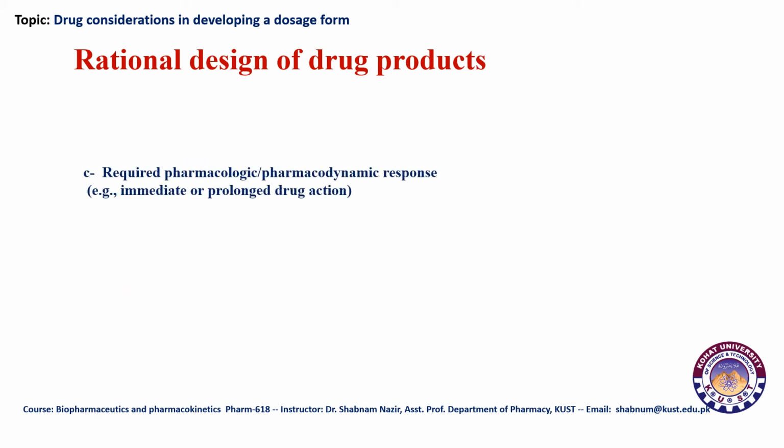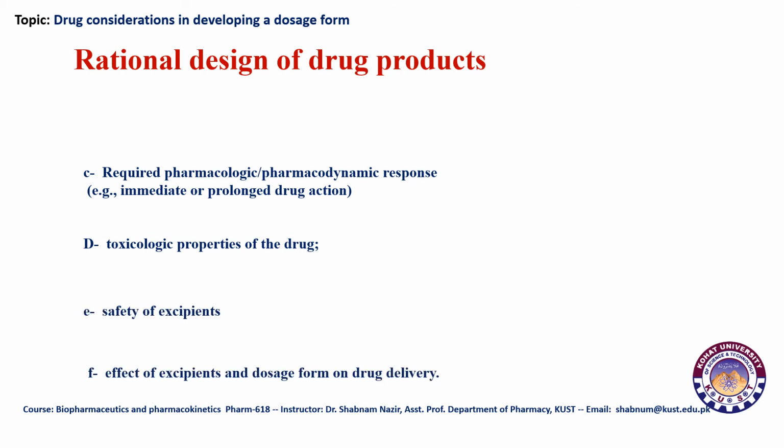Then another factor which is involved is the required pharmacological, pharmacodynamic response. What is your required or desired response which you need? That is, immediate effect or prolonged activity of the drug, whatever. And toxicological properties of the drug. You have to consider safety of excipients and the effect of excipients and dosage form on drug delivery. So while developing a rational design for drug products, all these factors are supposed to be considered.